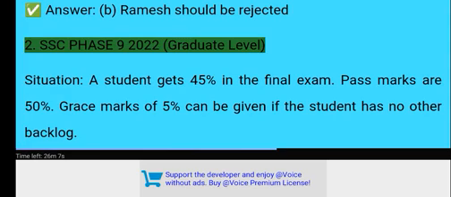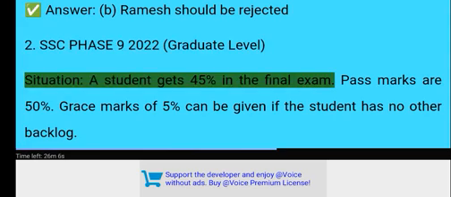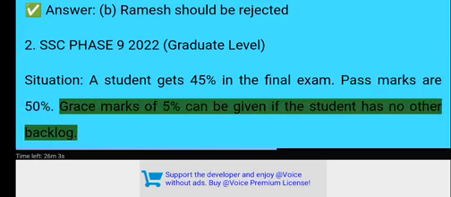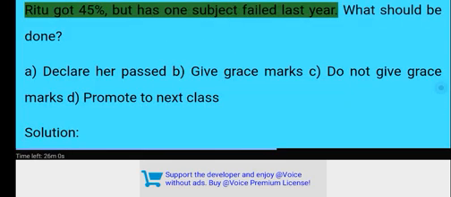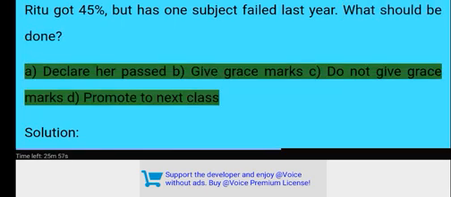2. SSC Phase 9 2022 graduate level. Situation. A student gets 45% in the final exam. Pass marks are 50%. Grace marks of 5% can be given if the student has no other backlog. REdo got 45% but has one subject failed last year. What should be done? A. Declare her pass. B. Give grace marks. C. Do not give grace marks. D. Promote to next class.